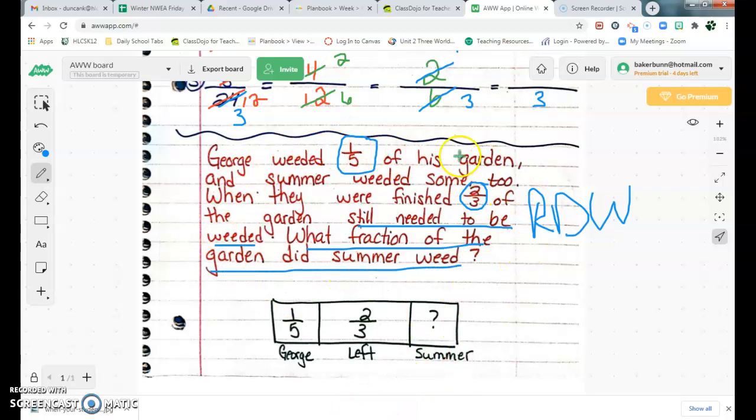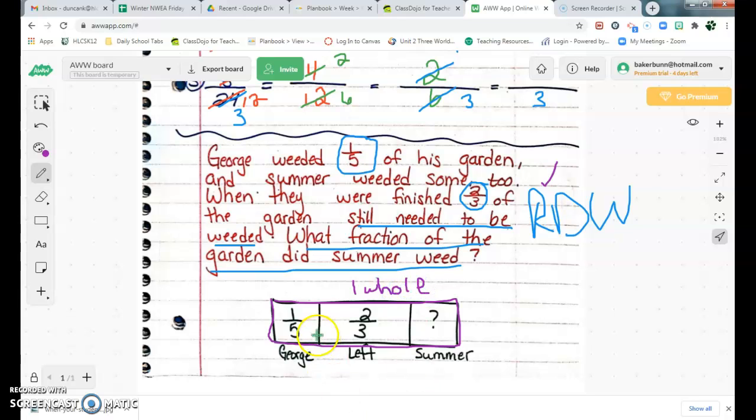So as I read that, I circled the numbers and I highlighted the important information. I already went ahead and drew out, so I've done the reading. Now I'm going to draw out the model that represents this particular story problem. Well, I'm going to say that this whole rectangle that I have right here, this whole thing, represents one whole garden. Okay, this is the entire garden that Summer and George spent the day weeding.